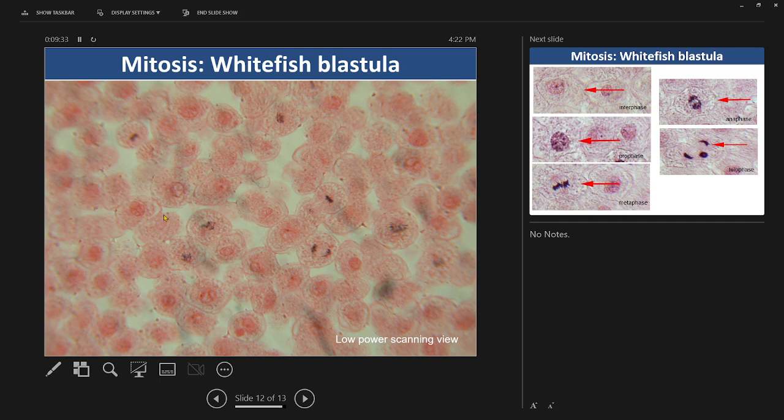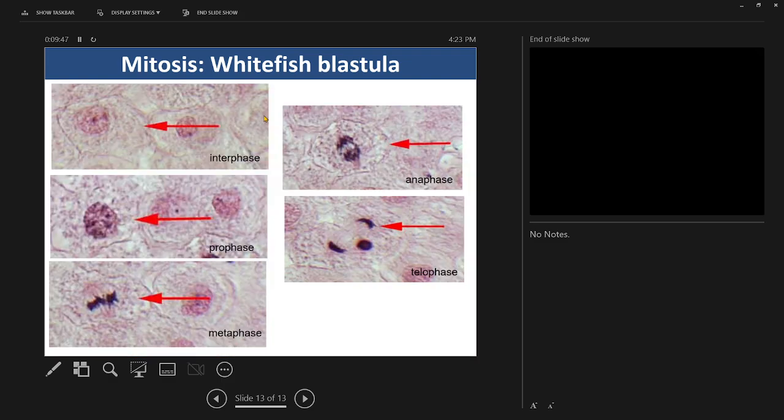phase they're in. So this phase is just interphase. It's not even going through cell division. And then this one is in anaphase. It looks like those chromosomes are moving.